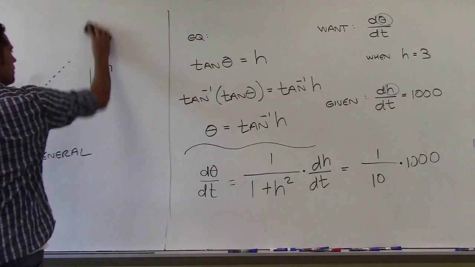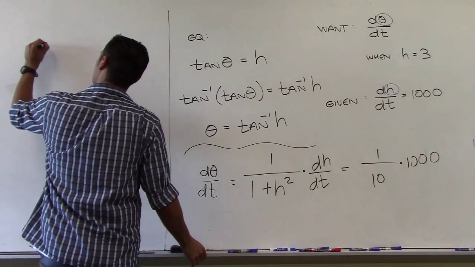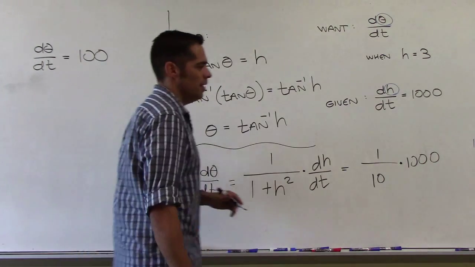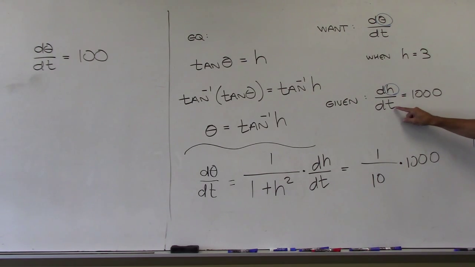Which is 100. d theta dt is 100 what, though? Radians per second, degrees per second? So let's see if anyone can remember this. What is time measured in this problem? This 1,000 was 1,000 miles per hour, right? Miles per hour. So our time increment is hours.